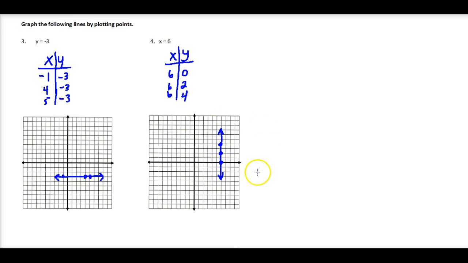And we know, again, that vertical lines have an infinite slope, or what we like to call undefined, and horizontal lines have a slope of 0. So with the ending of this example, this ends our lesson on graphing the equation of a line by plotting points.